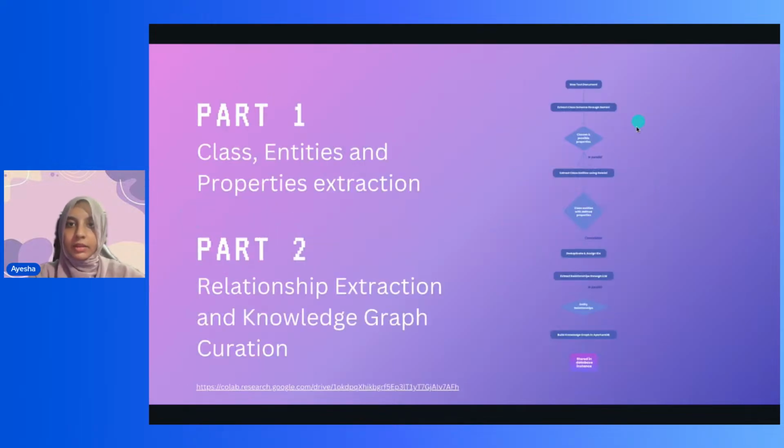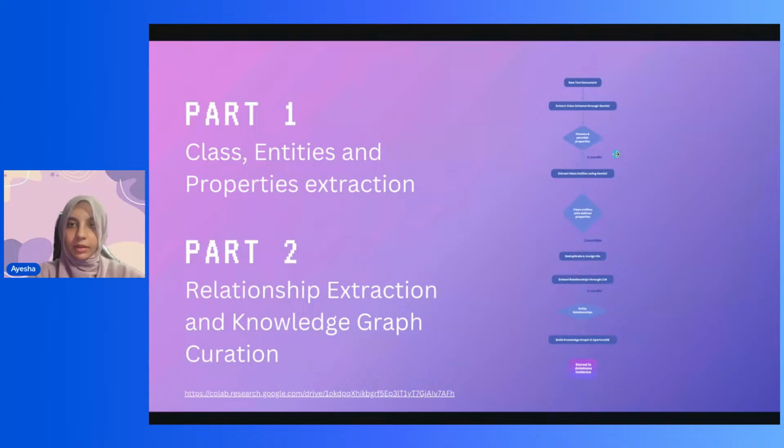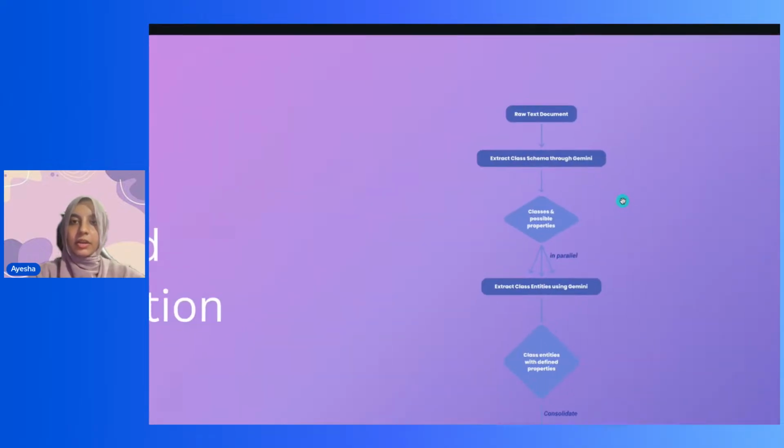Right. So to look at the diagram, we zoom in a bit. Okay, so like I said, we'll start with the raw document. Then in the first pass, we provide it to Gemini and have it extract high-level classes.